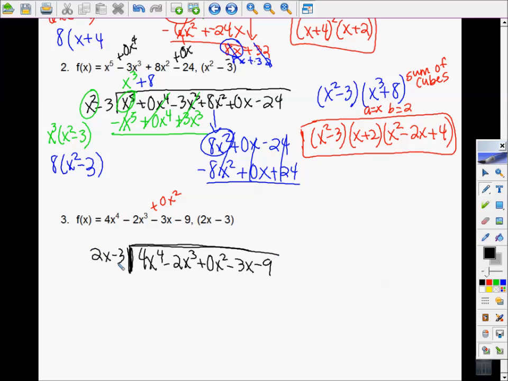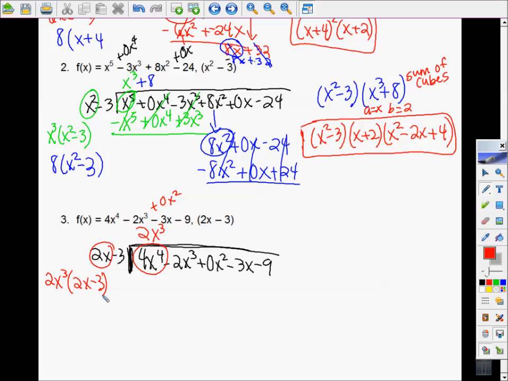Okay. Would it be 2x squared? Would it be 2x cubed? Yeah, cubed, not squared. Because it's already a 1, so I need a 2. 2x. And I already have 1x, but I need 4 x's, so I'm going to have 2x cubed. So I have 2x cubed, so y'all can see what I'm doing on the side, times 2x minus 3.